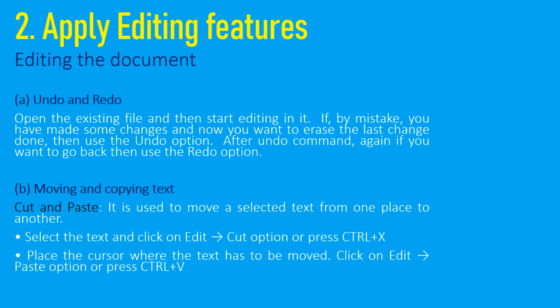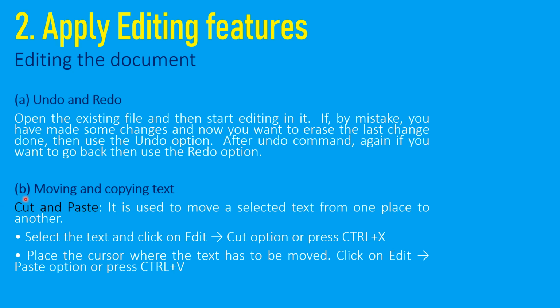Next topic is applying editing features. Word processor provides many features to edit in a document. So first one is undo and redo. If by mistake you have made some changes and now you want to erase the last change done, then you can use the undo option. After the undo command, again if you want to go back, then you can use the redo option.